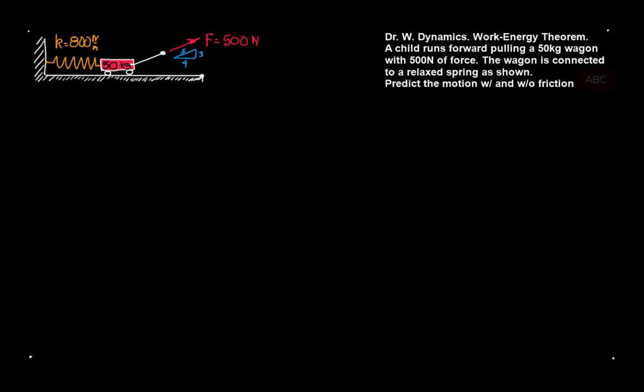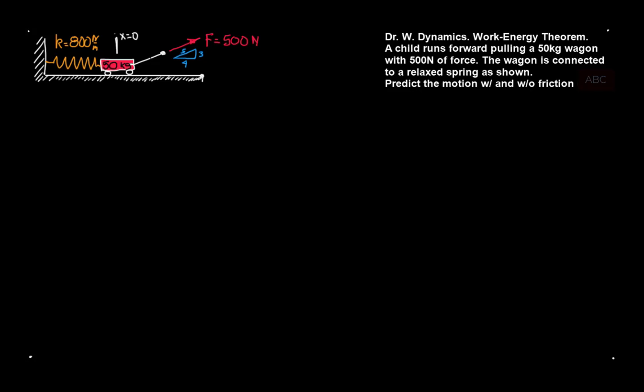Here we have a wagon that's connected to a spring, which is relaxed at x equal to 0. And a boy is going to pull the wagon forward with a force of 500 newtons at an angle that makes up a 3, 4, 5 triangle. The spring constant is 800 newtons per meter, and we're asked to predict the motion with and without friction acting on it.